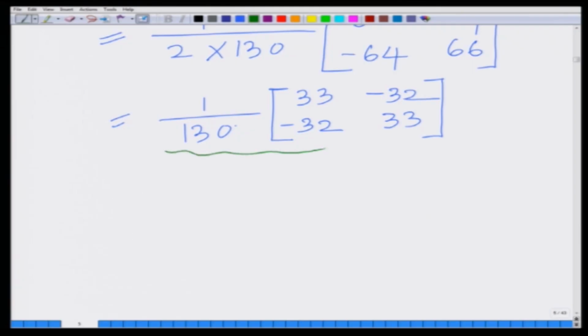Okay. So, now basically what we have found is this quantity x transpose x inverse. X transpose x is a 2 cross 2 matrix. We have computed the inverse of this matrix, where x is the pilot matrix. This is your x transpose x inverse.